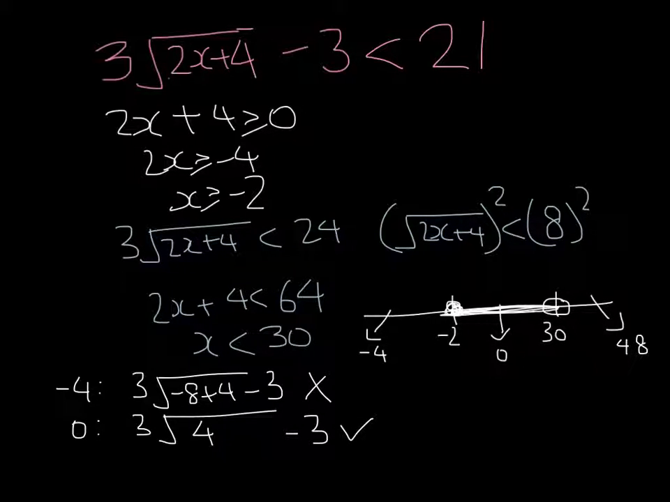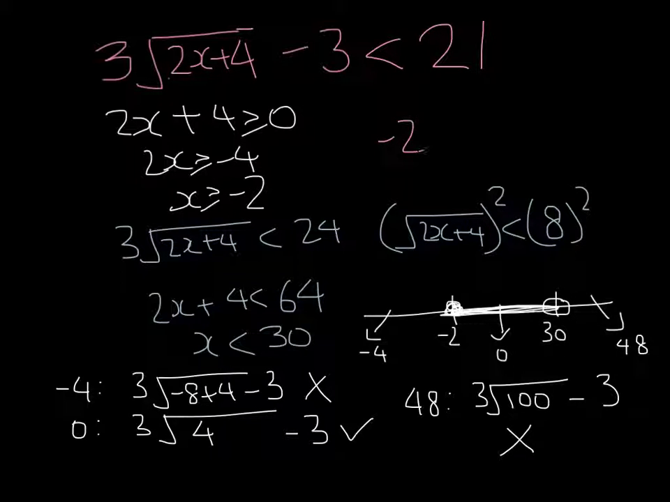And finally, if I plug in 48, then I end up with 3 times the square root of 96 plus 4, or the square root of 100, minus 3, which is greater than 21. So 48 does not work. And this means that our interval is -2 less than or equal to x less than 30.